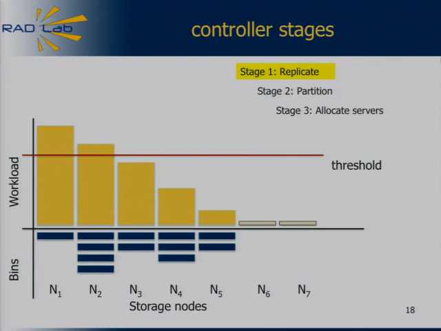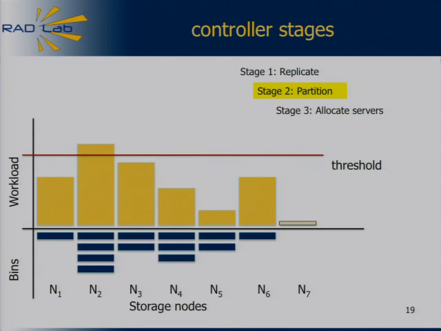I'm showing this diagram here. It represents information about 7 nodes in this hypothetical system. Each vertical part represents one server. The bottom in blue is the bins on each server, and in the yellow above the line is the workload on each server. Then we have our threshold in red. In our first stage, we replicate, and we see node 1 is overloaded and it only has 1 bin. So we replicate that to one of our hot standbys, node 6, and we've now alleviated the performance problem on that node.